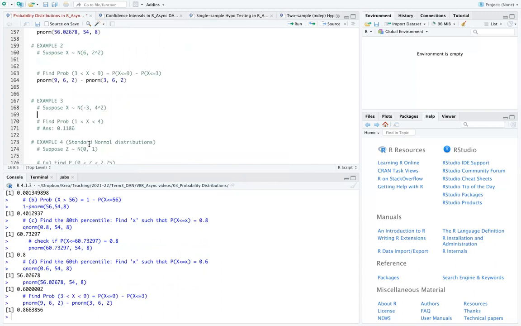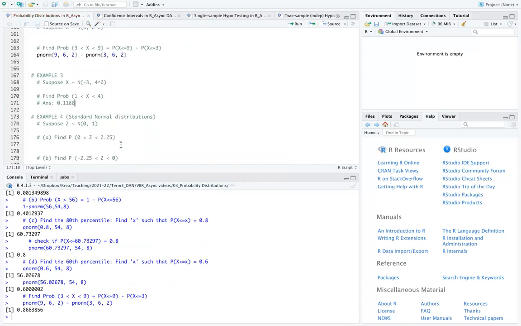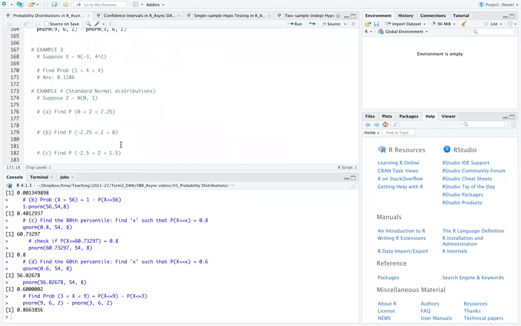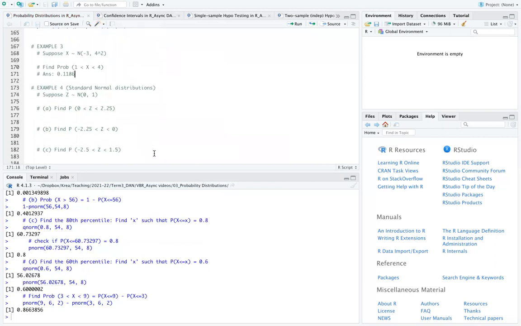In the next video, we'll go over some calculations using the standard normal distribution, which will come in very handy when we do confidence intervals. So I'll put that in a different video.